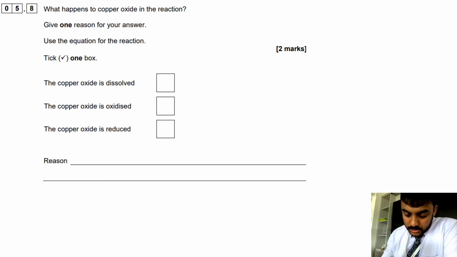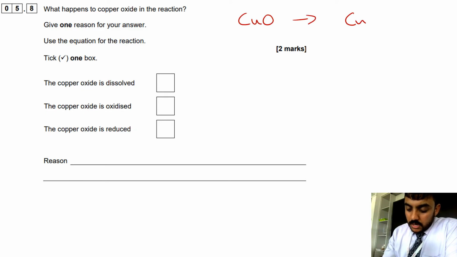What happens in this reaction is copper oxide, CuO, becomes Cu. Well, what does it lose? It loses an oxygen, and that means copper oxide is reduced because it loses oxygen.